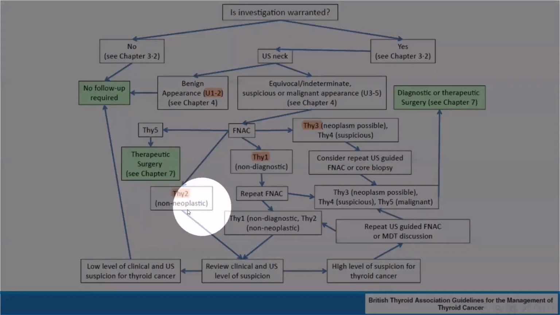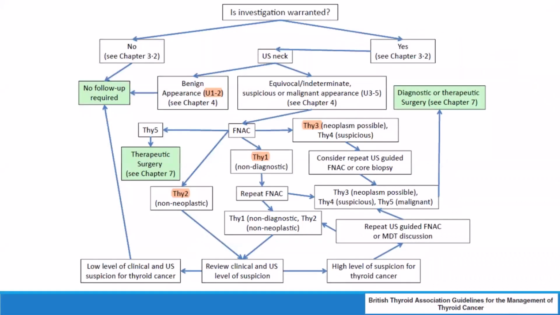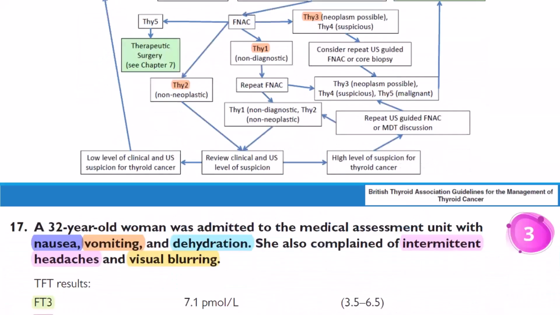In this situation, non-neoplastic, review the clinical and ultrasonographic level of suspicion. If high level of suspicion for thyroid cancer, we should repeat ultrasonographic guided fine needle aspiration cytology or MDT discussion. If low level of clinical and ultrasonographic suspicion for thyroid cancer, not like our patient, we go to no follow-up. So in our patient, U3 with Cy2, there is a high level of suspicion, so we should repeat fine needle aspiration cytology. So this algorithm is very important in clinical practice and in the exam.